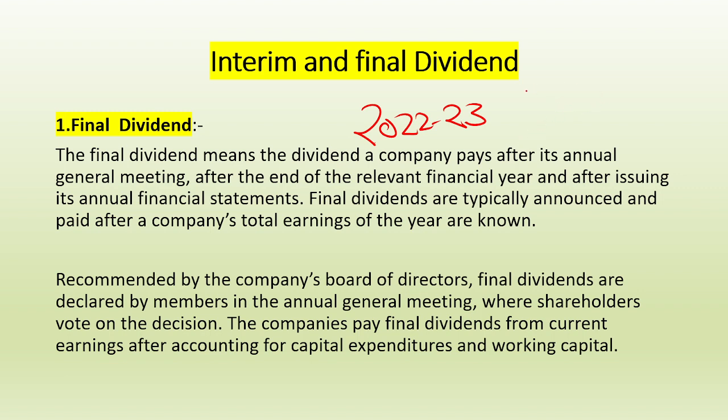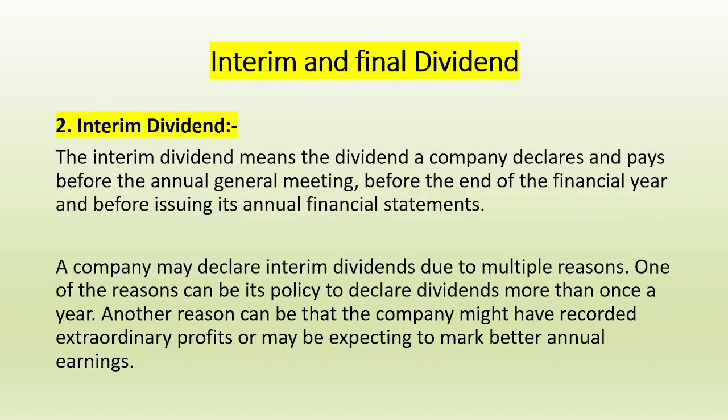So they issue their financial statements, check that, and then they will announce the final dividend and pay it after the company's total earnings of the year are known. Here earnings will be known first, and later from that earning the final dividend will be paid. This is recommended by the company's board of directors. Final dividends are declared by the members at the annual general meeting. This is not much important.